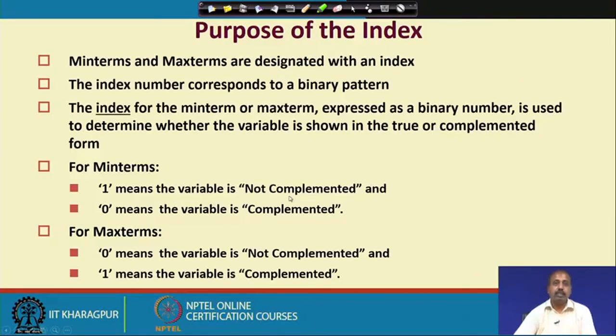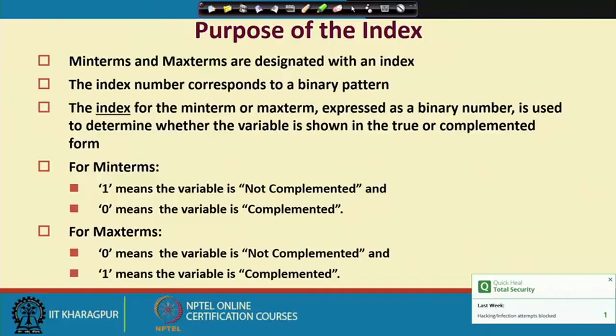So, why do we need to do this indexing? Min terms and max terms are designated with an index, and this index number corresponds to a binary pattern. If you are talking about a particular function, one possibility is that you write down the sum of products or product of sums expression. Otherwise, you can just tell the indices of the min terms or max terms. That way you can also tell what the function is. That is why this index number is associated.